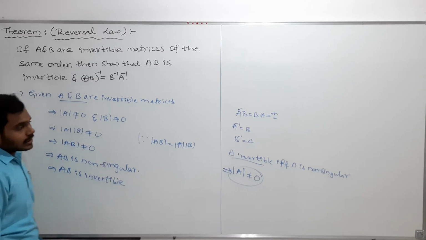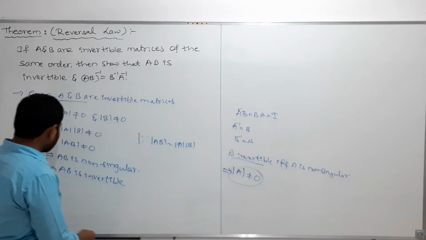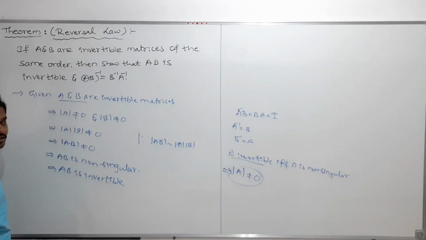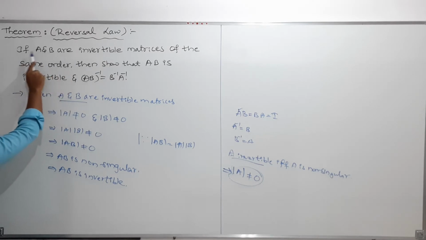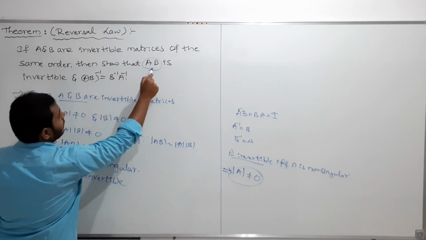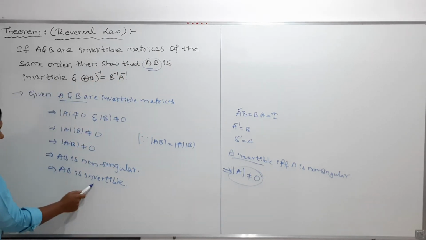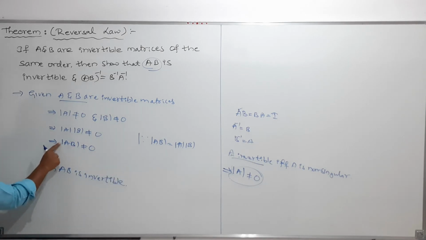So if AB is non-singular, we can conclude that AB is invertible. What I told here is: A is invertible means determinant of A is not equal to 0. Like that, if determinant of AB is not equal to 0, I can conclude that AB is invertible. So the theorem they gave you is: if A and B are invertible matrices of the same order, then show that AB is invertible. So AB is invertible, I proved it here. Clear? In the examination there is no need to write all this. You can directly write that if determinant of AB is not equal to 0, then we can conclude that AB is invertible.